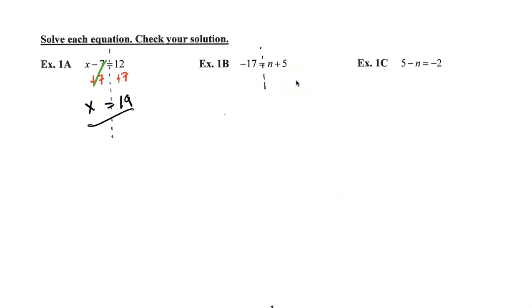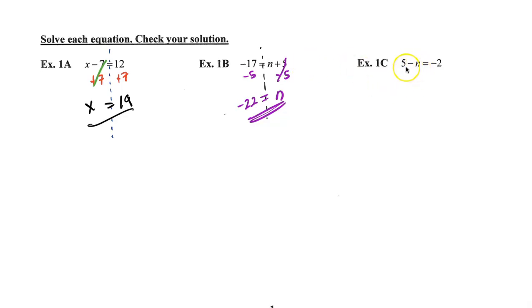We do the same thing over here. Here's my equal sign, there's my wall. I have n plus 5. I only want the variable here, so I'm going to get rid of that plus 5. I'm going to do the opposite operation. We're going to subtract 5. These cancel. I get n equals negative 22.